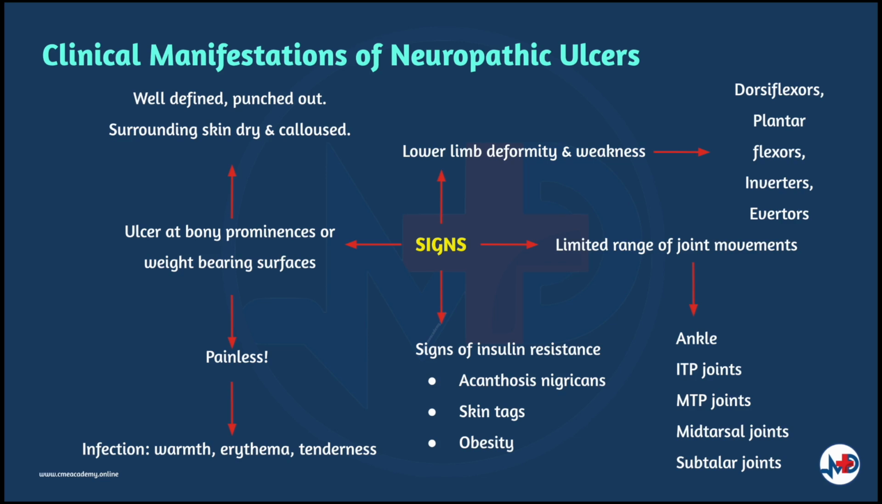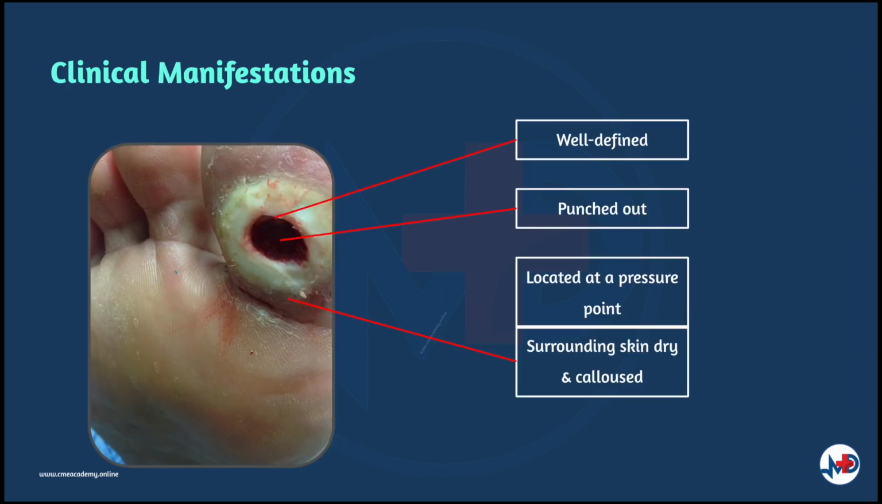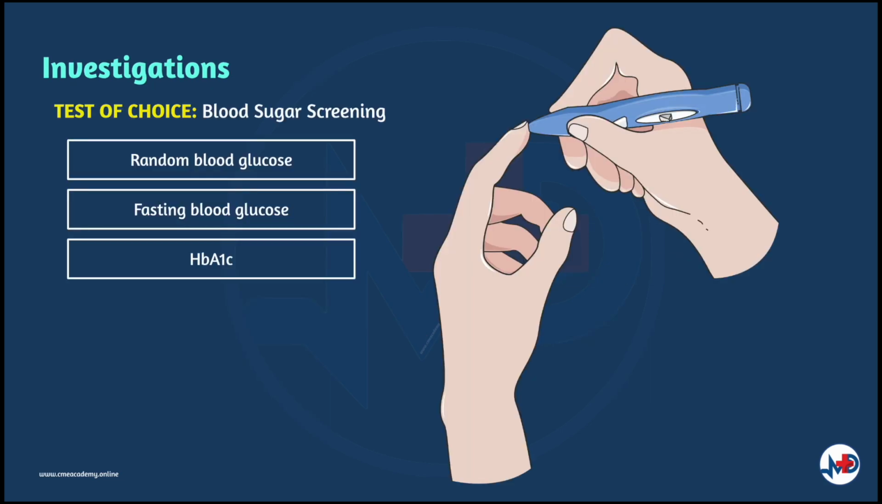Physicians should also look out for systemic signs such as insulin resistance, for example, acanthosis nigricans, skin tags and obesity. So as shown in this lesion picture, it's a well-defined punched-out painless ulcer at the pressure point, and this is pathognomonic for neuropathic ulcer. The most important tests which can be done early would be blood sugar screening.